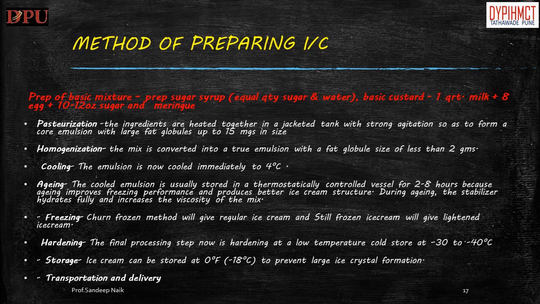During aging, the stabilizer hydrates fully and increases the viscosity of the mixture. Freezing. Churn frozen method will give regular ice cream and still frozen ice cream will give lightened ice cream. Hardening. The final processing step is hardening, in which the ice cream is kept at a low temperature in a cold store at -30 to -40 degrees Celsius. Storage. Ice cream can be stored at 0 degrees Fahrenheit, -18 degrees Celsius, to prevent large ice crystal formation. Transportation and delivery.